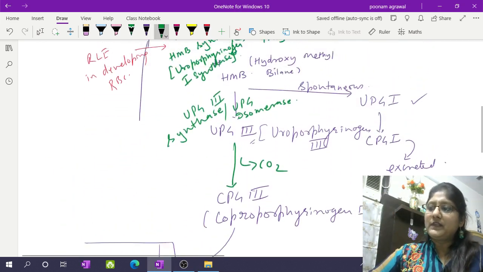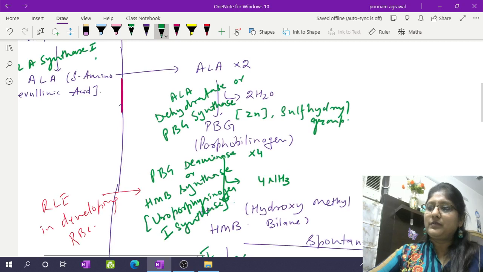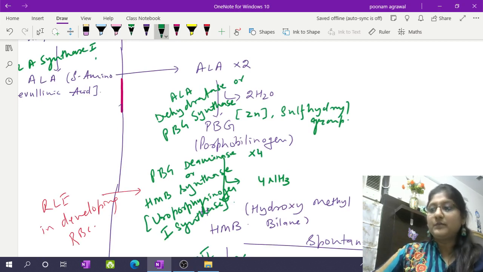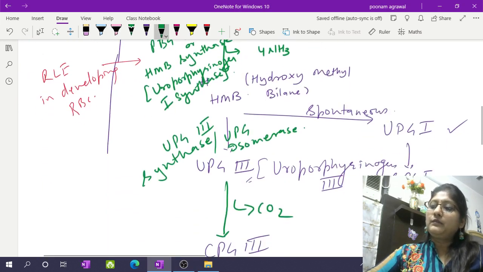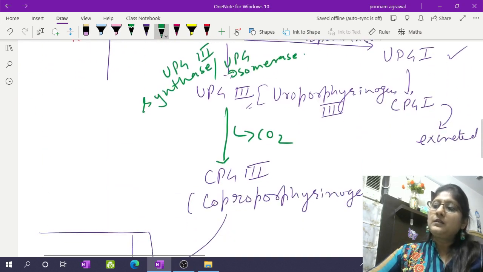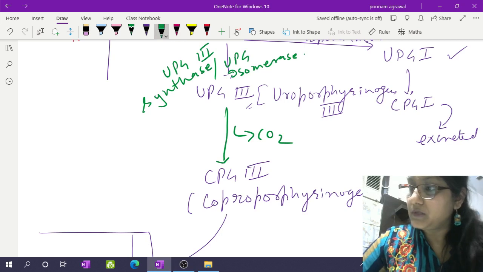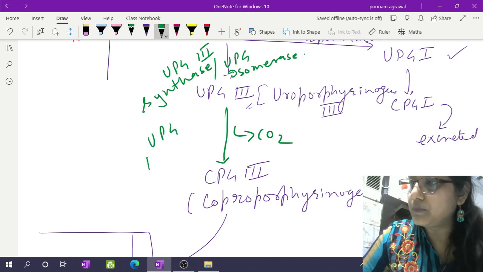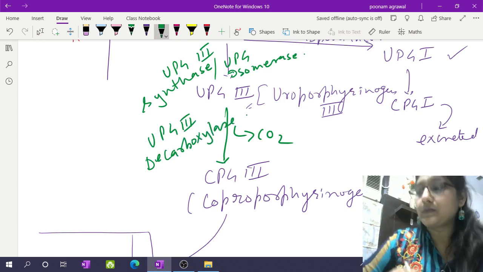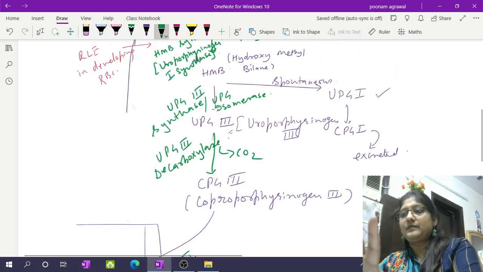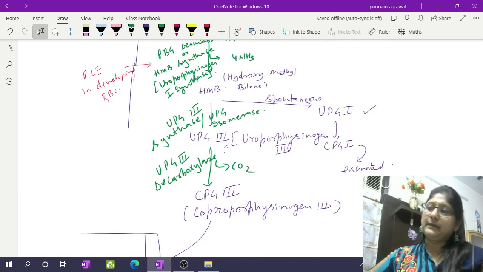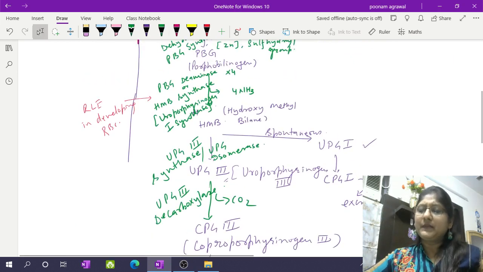The remaining 4 enzymes, starting with ALA dehydratase or PBG synthase, then PBG deaminase, otherwise HMB synthase, 2. Then we have UPG3 synthase, 3. This is UPG decarboxylase. Sorry, I forgot to write this. This is UPG3 decarboxylase enzyme, which is going to decarboxylate it. This is also cytosolic. So there are 4 enzymes which are cytosolic enzymes. So this is a little typical pathway. There are multiple steps, multiple intermediates.